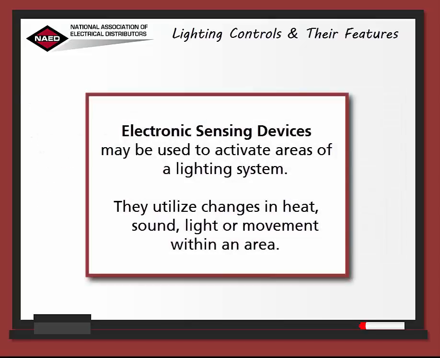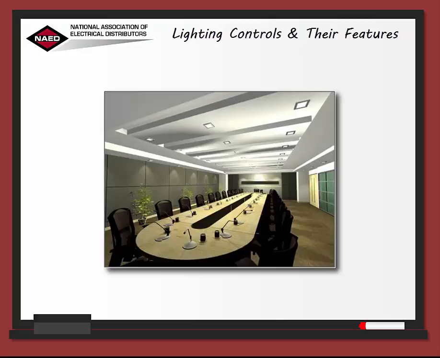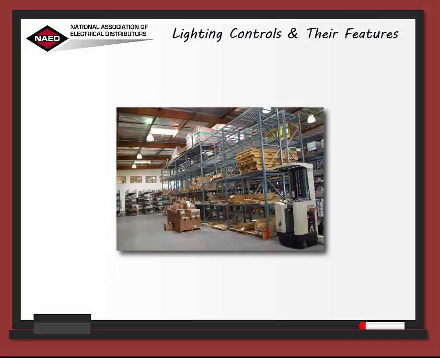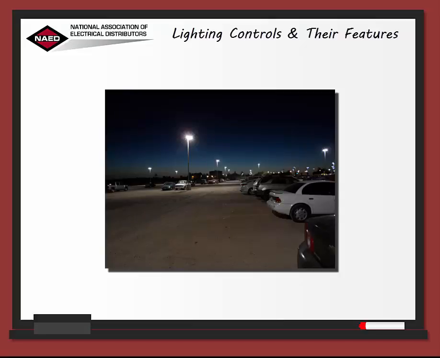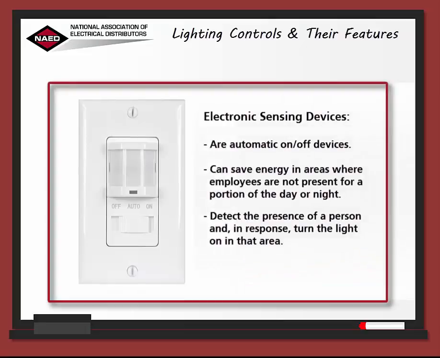Electronic sensing devices may be used to activate areas of a lighting system. These systems utilize changes in heat, sound, light, or movement within the area. Applications include conference rooms, warehouses, and parking lots where lighting is needed only part of the time. Electronic sensing devices are automatic on-off devices that can save energy in areas where employees are not present for a portion of the day or night. These devices detect the presence of a person and, in response, turn the light on in that area.